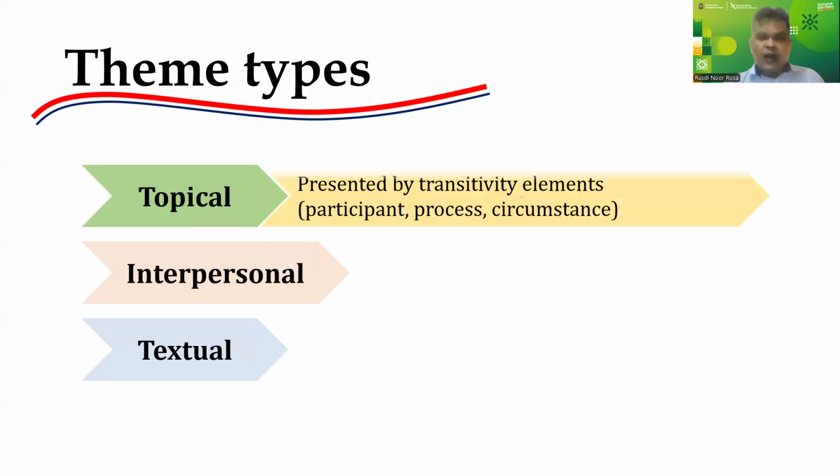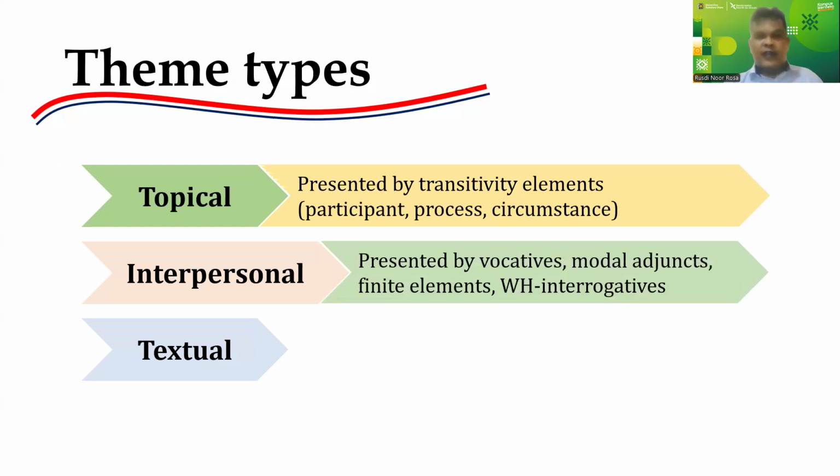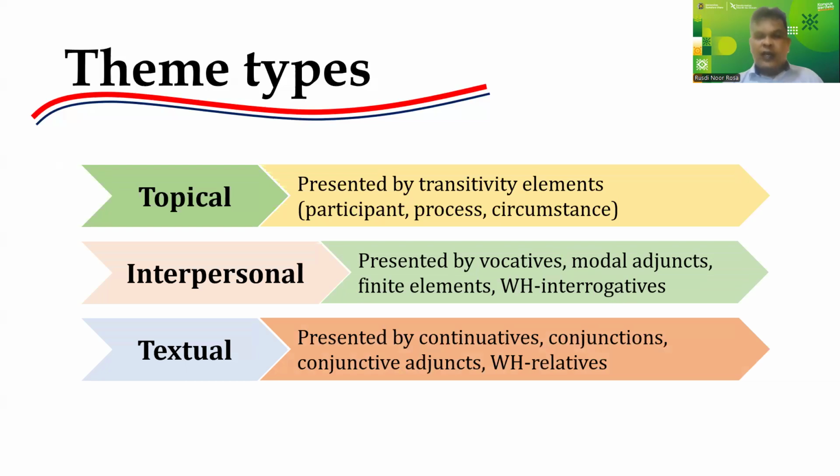Topical themes are composed of transitivity elements. So they include participants, process, and circumstances. So these are the elements of topical themes, and they can become the themes of a clause. The next one is interpersonal themes that include vocatives, modal adjuncts, finite elements, and WH interrogatives. And the last one is textual themes, which are composed of continuatives, conjunctions, conjunctive adjuncts, and WH relatives.